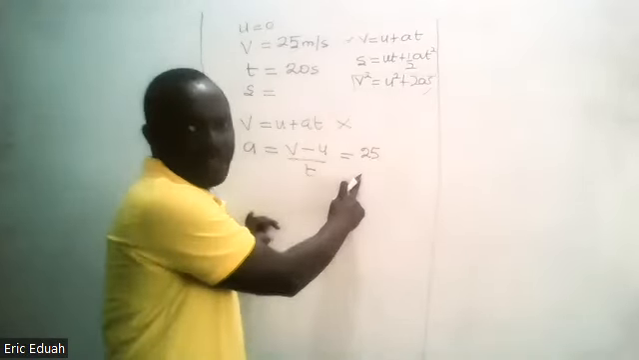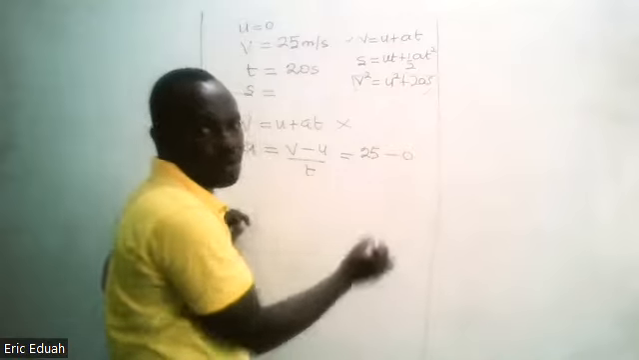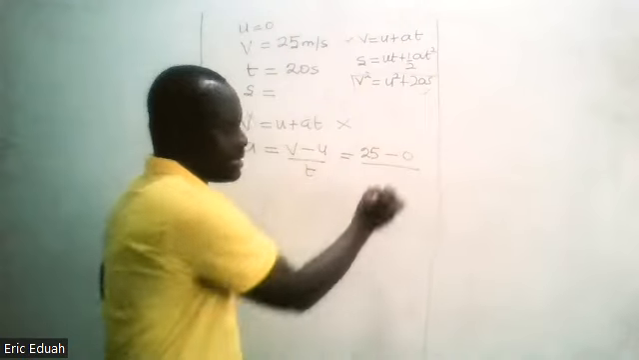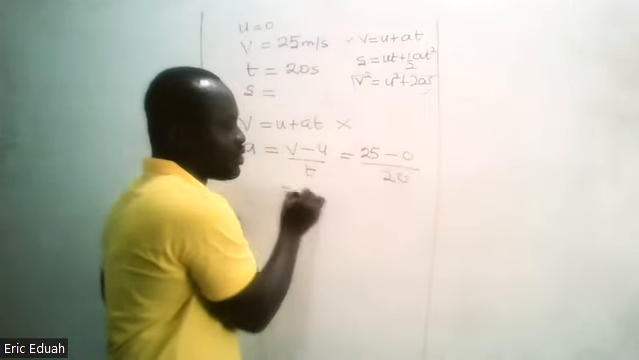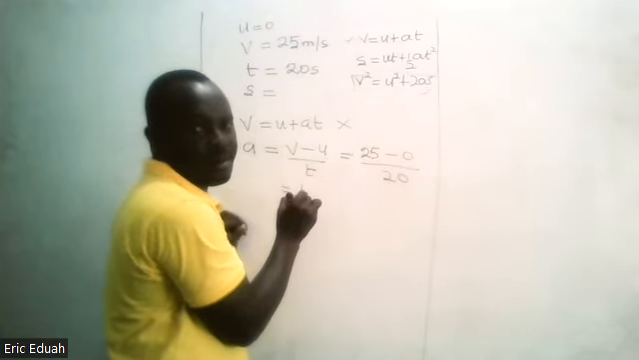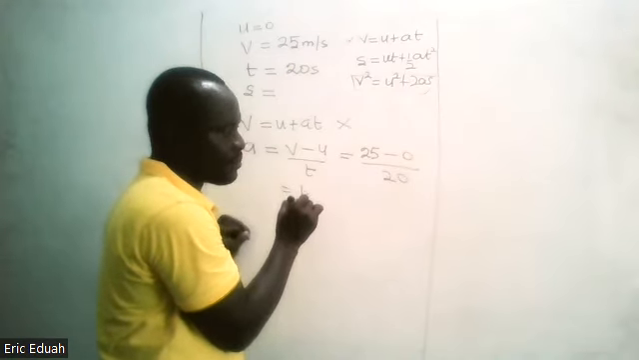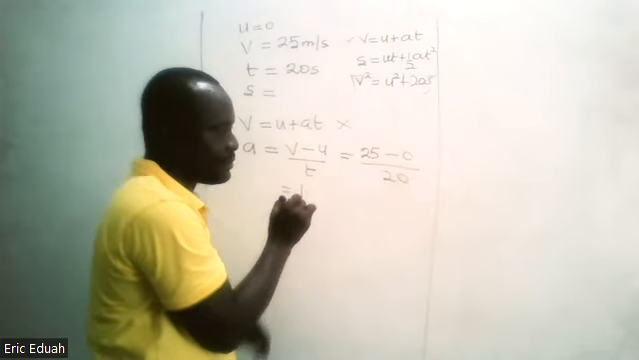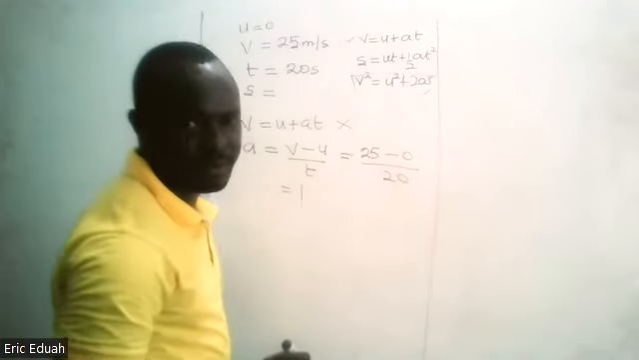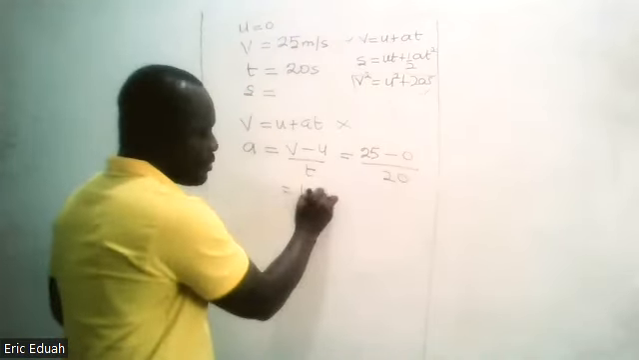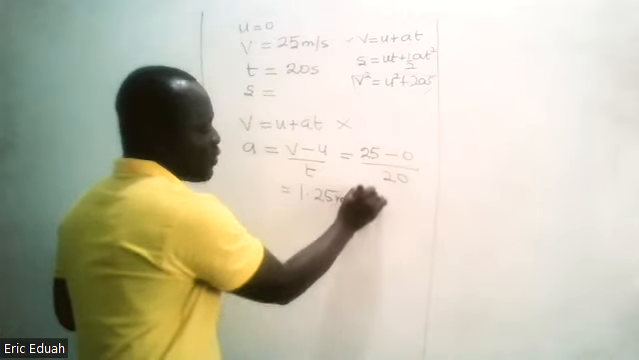So 25 minus 0 divided by time of 20 seconds. What is 25 divided by 20? That will be 1.8. 1 point what? Hello, are you there? Yes, please. 1.25 meters per second squared.